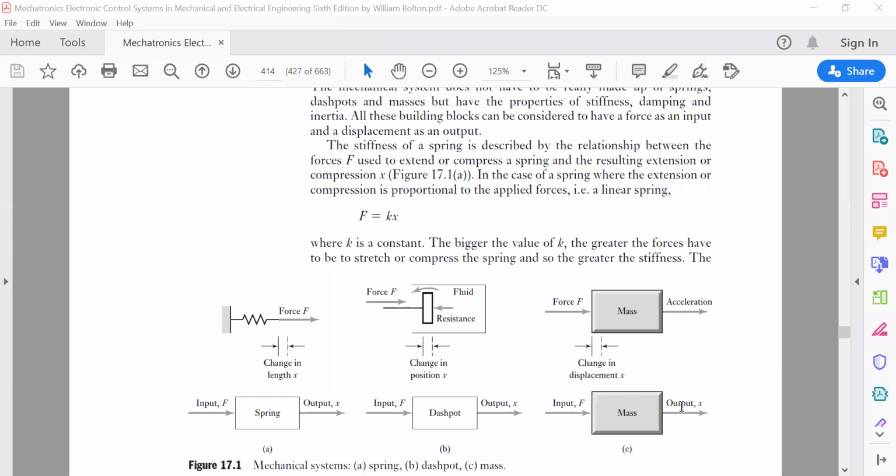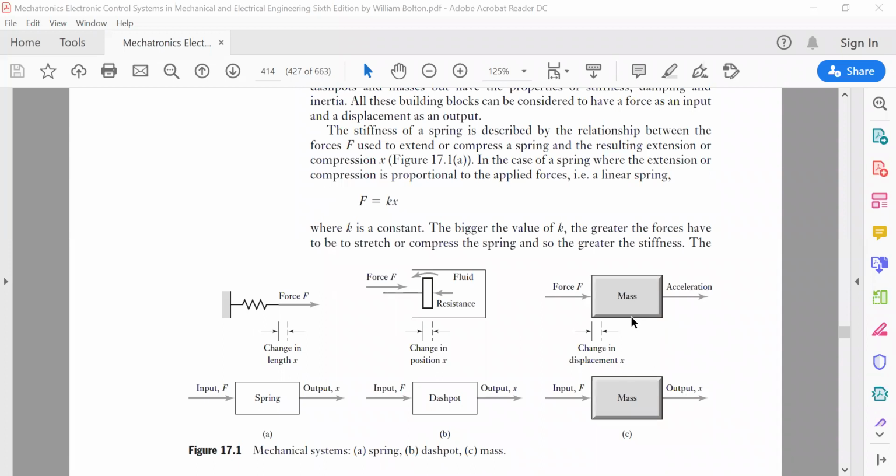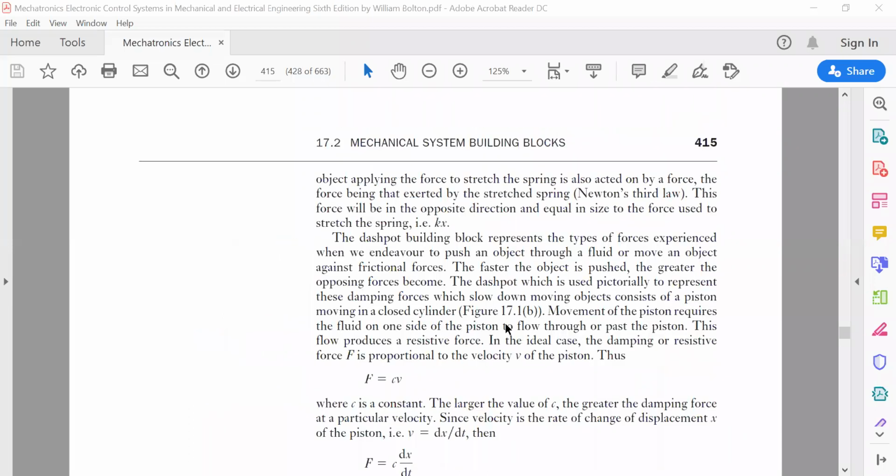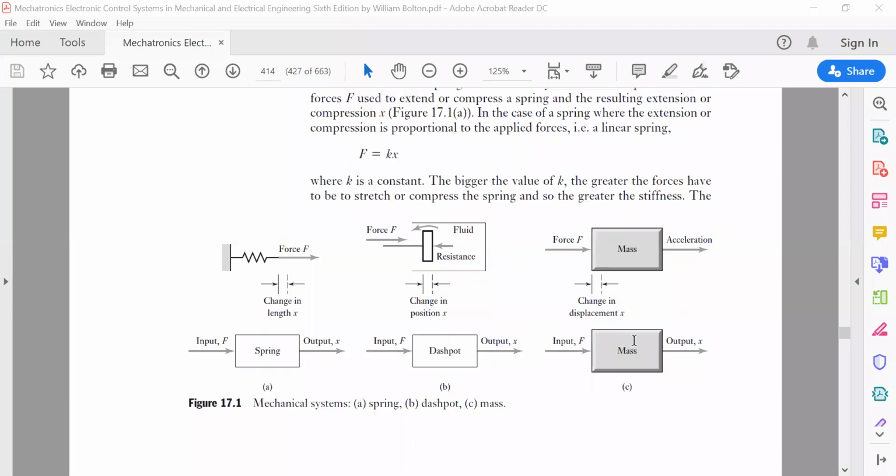The next is the mass. We apply a force on a mass, and it will get some acceleration as per Newton's second law. So basically these three systems are there: spring, dashpot, and mass.